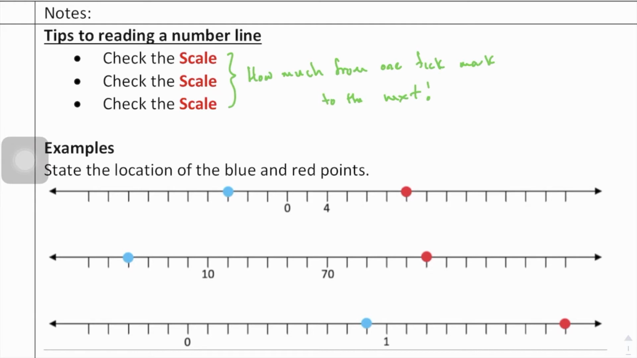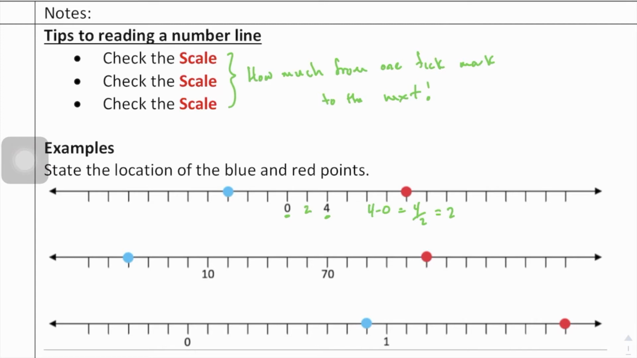Taking a look at this first example, I have 0 to 4, and I want to know how much it is from one tick mark to the next. So I'm going to find the difference. What's 4 subtract 0? That gets me 4. And how many tick marks is it from 0 to 4? Well, it's 1, 2, 2. So I'm going to divide by 2. That means I'm going to add 2 from one tick mark to the next. So each tick mark is 2.